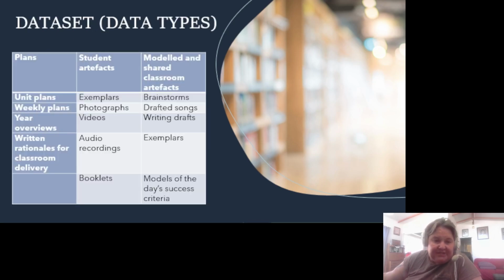So to focus in, here's a breakdown of the key types of data that can be found throughout the dataset.